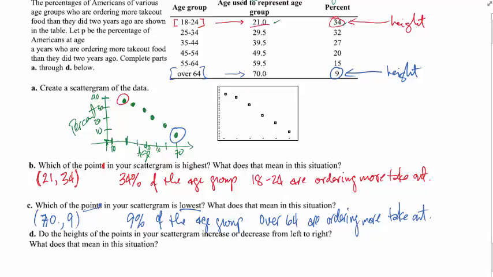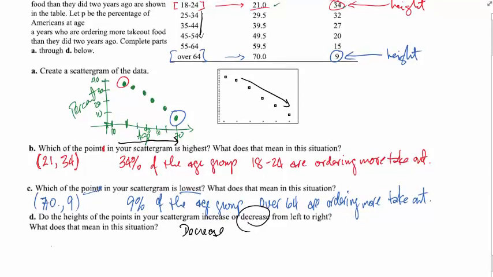Now finally, do the heights of the points of your scattergram increase or decrease from left to right? If we follow this from left to right, and we're always going to be following this from left to right, keep in mind that our direction, whether something increases or decreases, is from left to right. So clearly this looks like it decreases. And what does this mean in this situation? It looks like the older the age group, as you move from left to right in age group, the lower the percentage ordering more takeout.